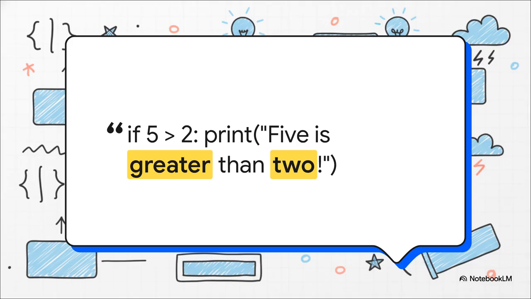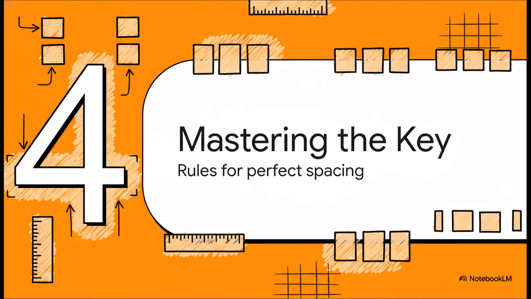And here's what causes it. It's the exact same code as before, but look closely. The print statement isn't indented. Without that space, Python has no idea that it's supposed to be inside that if block. It gets confused and boom, syntax error. But look, don't worry about this. It's actually super easy to master. You just need to remember two simple rules, and you'll have perfect spacing every single time.